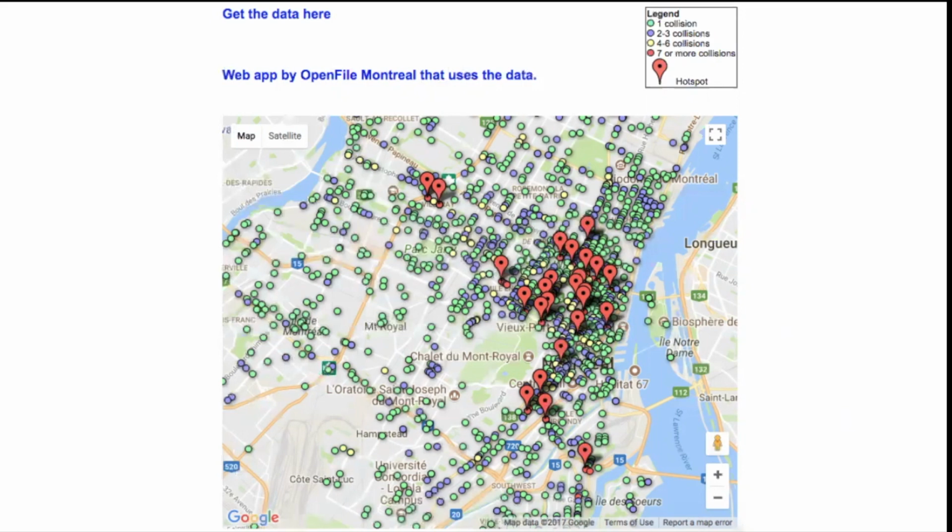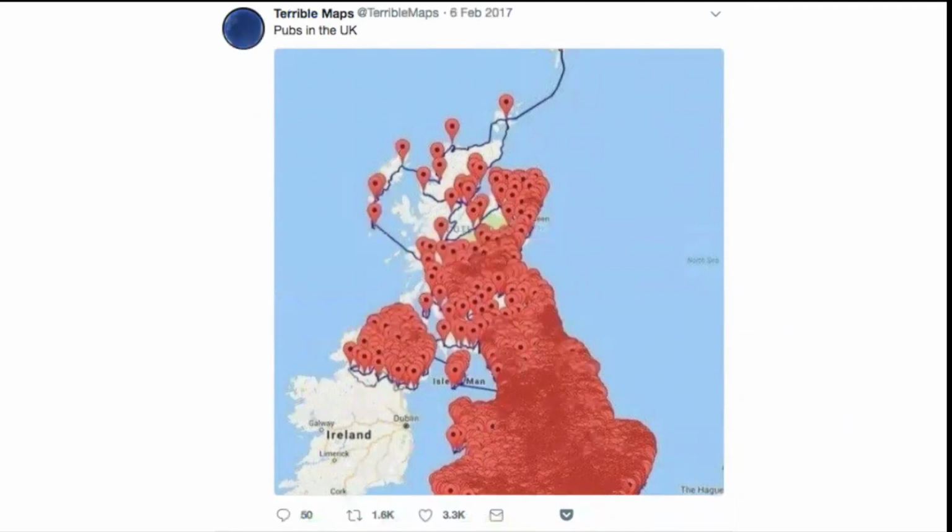This went to absurd degrees, like these clickable maps of pubs in the UK that just cover the entire territory and don't do much to clarify the world to readers.